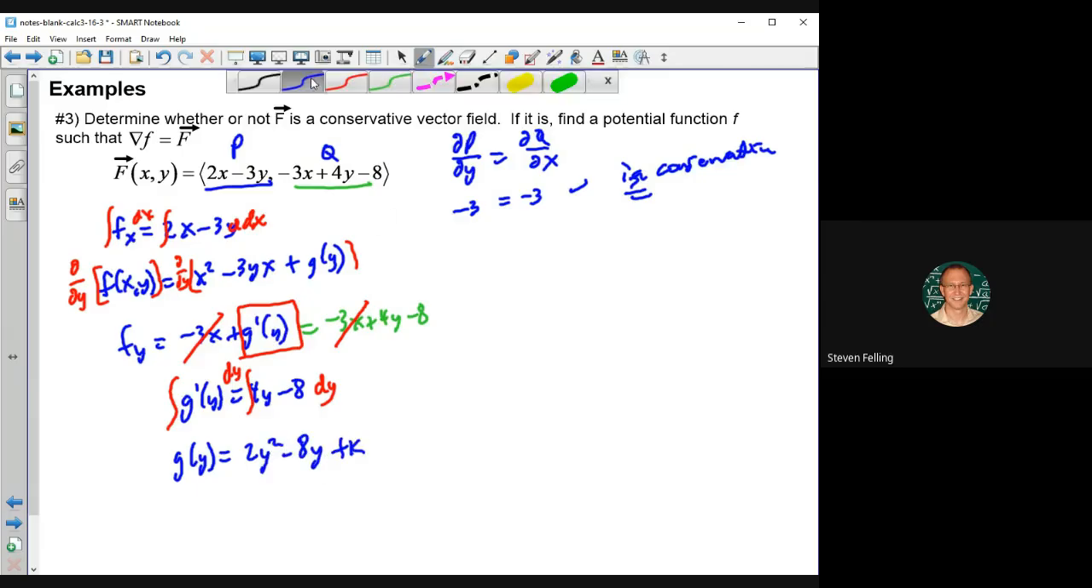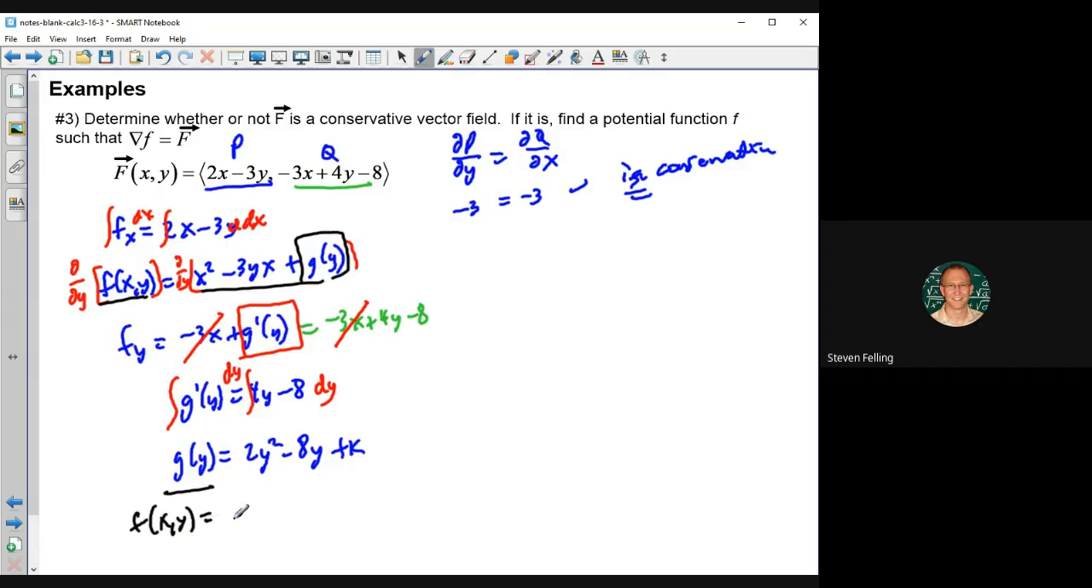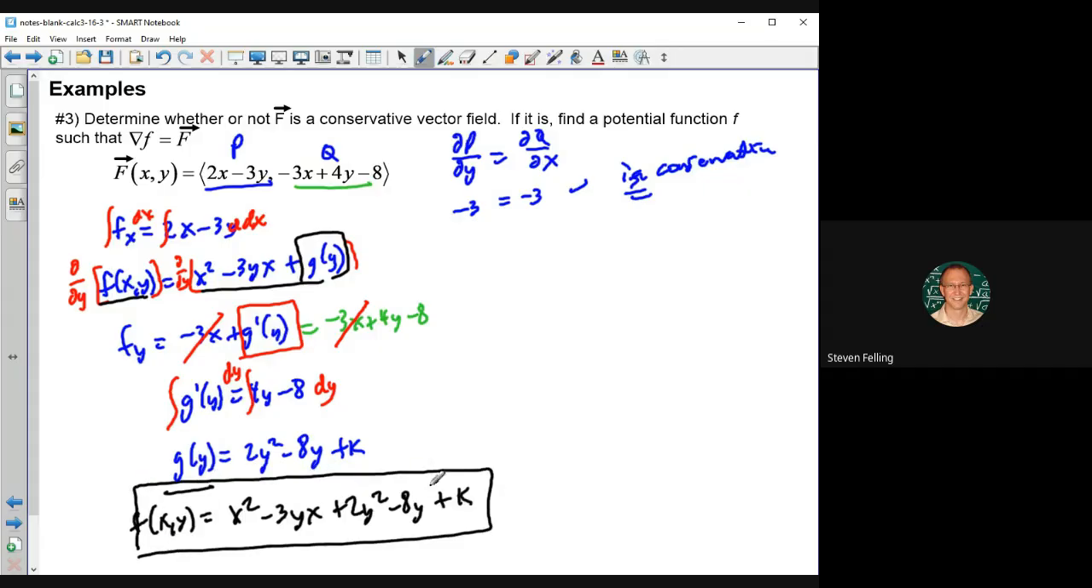So finally, I can substitute this back into this version of the function. I'll substitute it in here and rewrite the potential function f, a function of both x and y, as x squared minus 3yx plus the g(y), which is 2y squared minus 8y plus k. Okay? So that is the potential function. And that's where this problem is asking us to stop. It's not giving us a field to actually integrate, or an integral to integrate. So that's the procedure for finding the potential function if we have a conservative field.